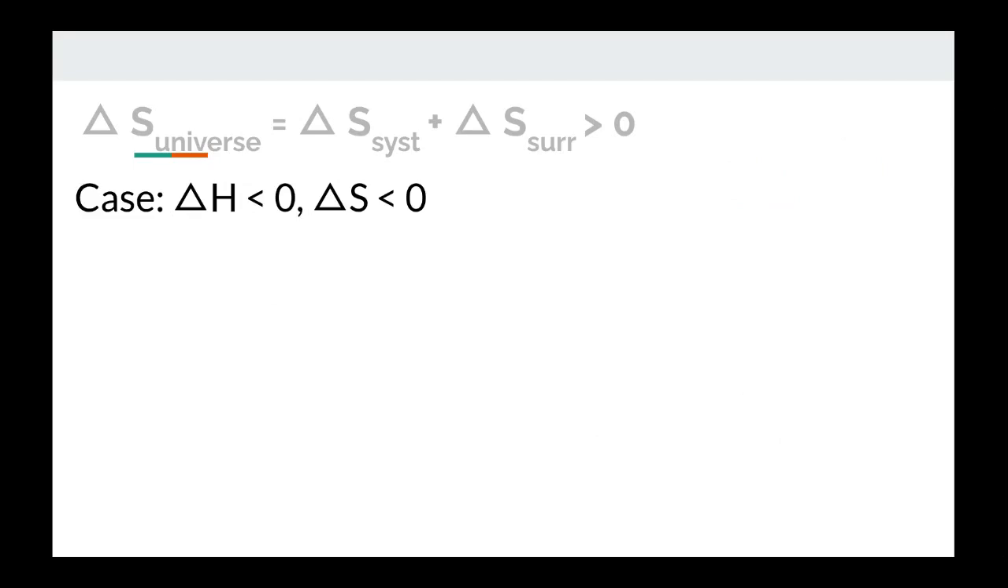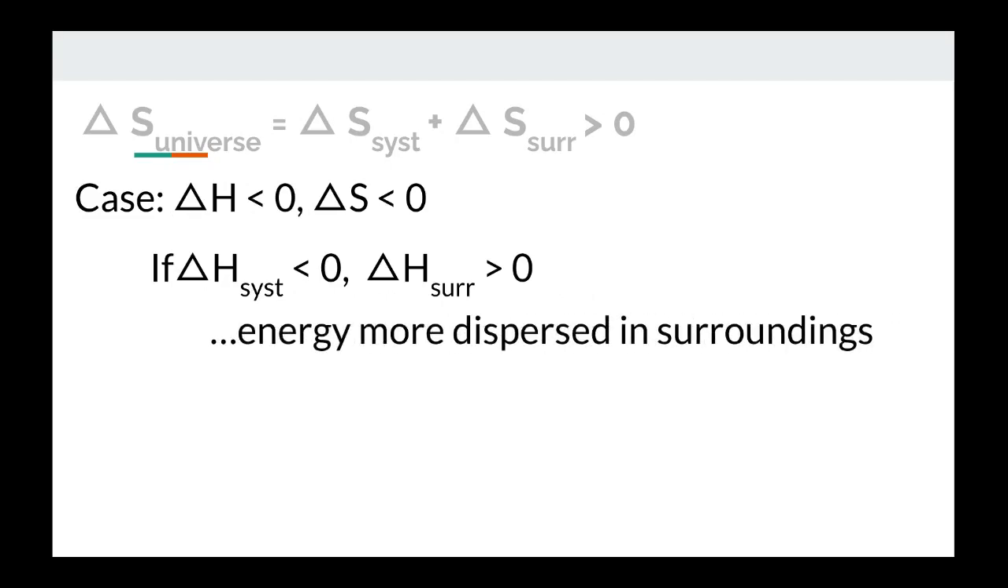Let's look at the next case. Delta H is less than 0, and delta S is also less than 0. We've already seen that if delta H for the system is less than 0, that means delta H for the surroundings is greater than 0. That means energy is more dispersed in the surroundings, so the entropy change for the surroundings is positive. But the entropy change for the system is negative.